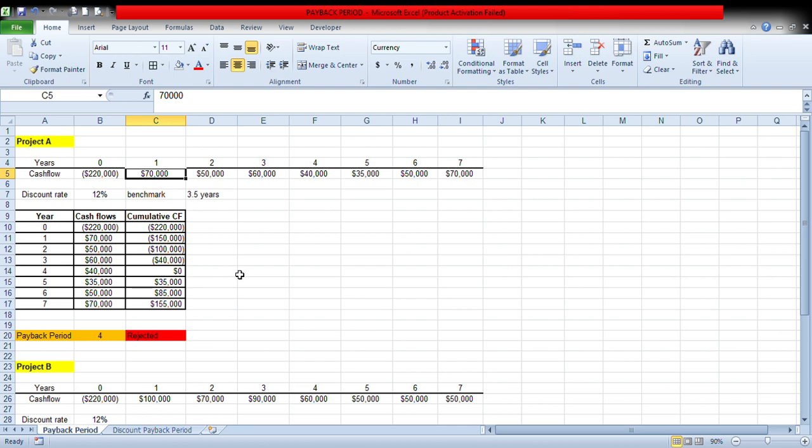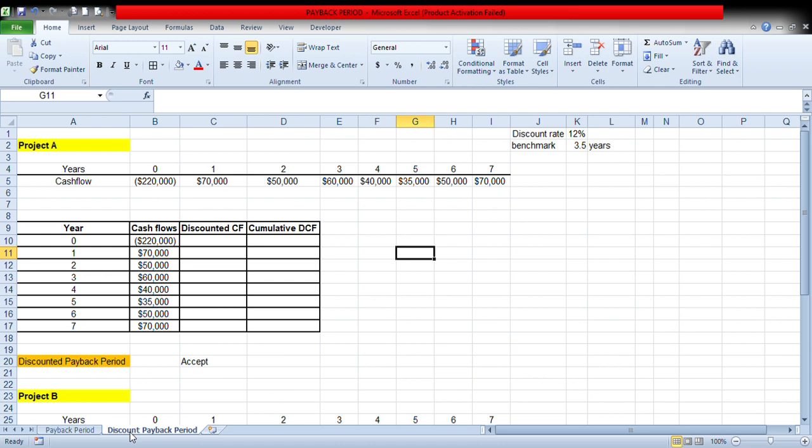So that's why we use the discounted payback period technique in order to evaluate capital budgeting. As you know, in the payback period we have only two columns, cash flow and cumulative cash flow. But here we have cash flow, discounted cash flow, which is also known as present value, and cumulative discounted cash flow, which means cumulative present value. Okay, so let's get started, ladies and gentlemen.